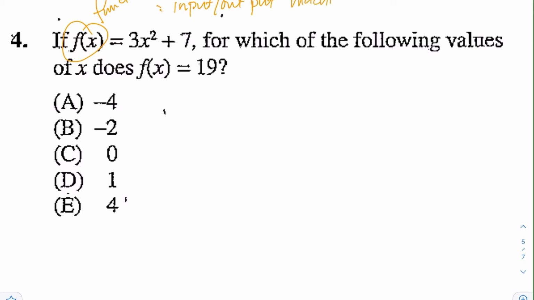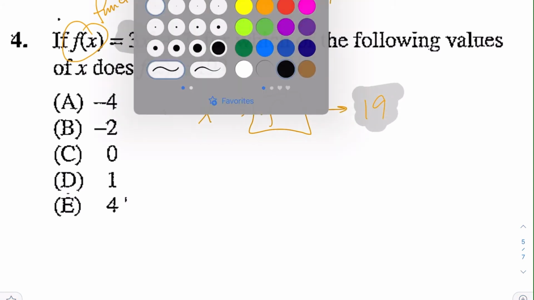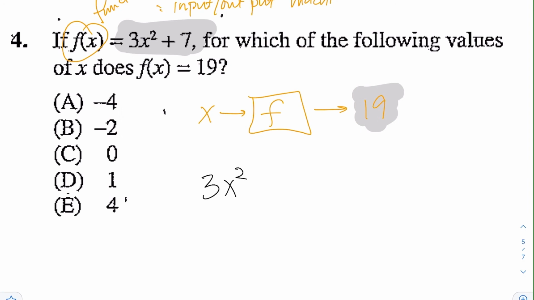So in this case, you have some x, you substitute into this input-output machine called f, and you get 19 as the output. So you set 19 equal to that rule. So 3x squared plus 7 is equal to 19.